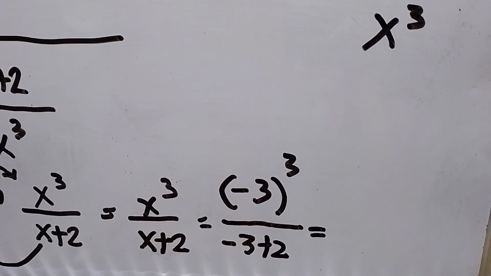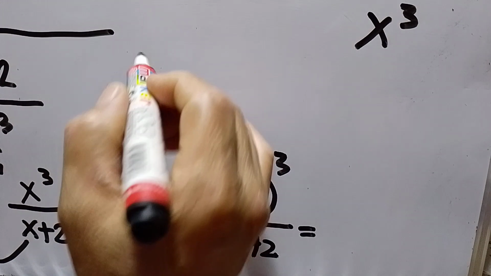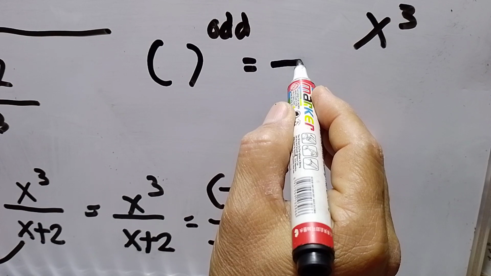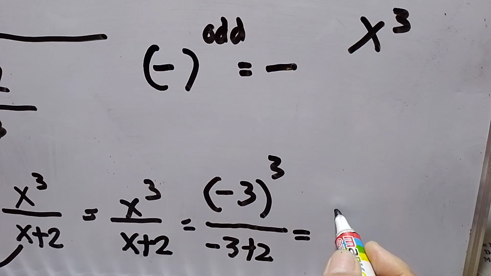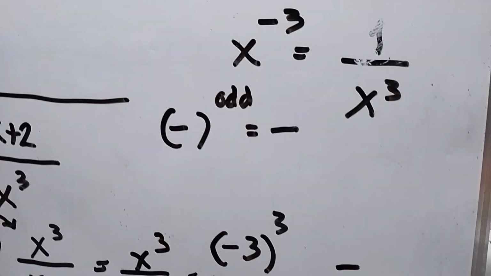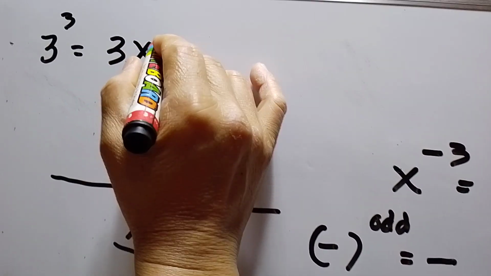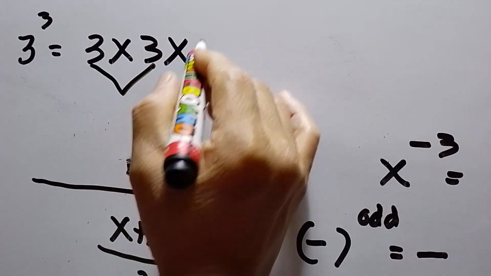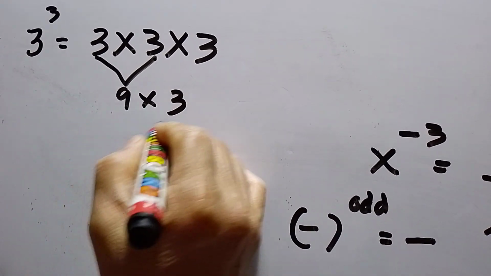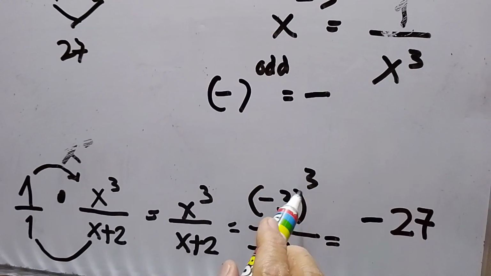By the way, what is negative 3 raised to the power of 3? Take note, if the exponent is odd, the sign will remain. So if this is negative inside, this will be negative. Okay, so 3 to the power of 3 means multiply itself 3 times. So this is 9 times 3. 9 times 3 is equal to 27. So this is negative 27 because the exponent is odd.